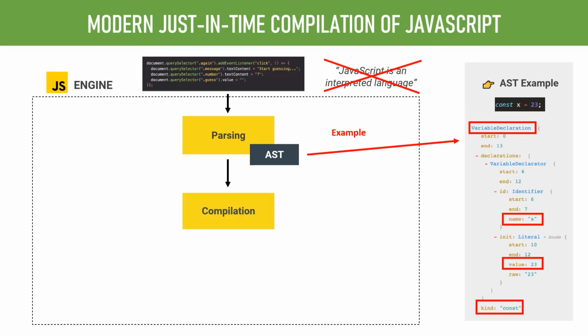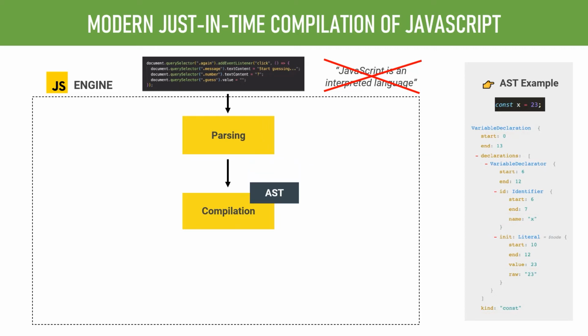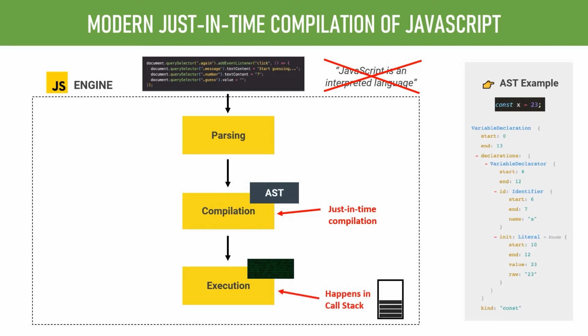Anyway, the next step is compilation, which takes the generated AST and compiles it into machine code, just as we learned in the previous slide. The machine code then gets executed right away because, remember, modern JavaScript engines use just-in-time compilation. And remember, execution happens in the JavaScript engine call stack, but we'll dig deeper into that in the next video, inshallah. Okay? Alright, so far so good.